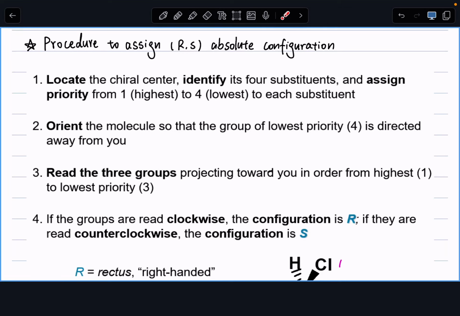Okay, we're ready to come back to chirality. So here's where we left off in our last lecture, which is assigning the absolute R/S stereo configuration. This is the process we will be taking: locate the chiral center, identify the 4 substituents you have, and then assign priority from highest to lowest. And remember, for priority, you're looking at the atomic number directly connecting to that chiral center.